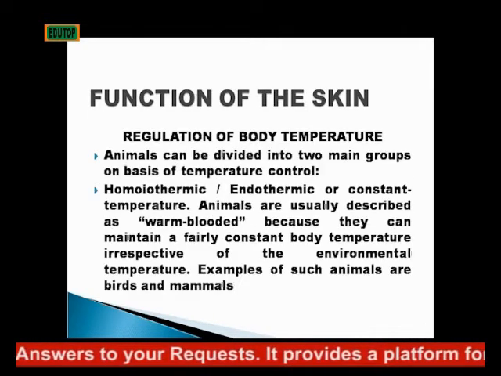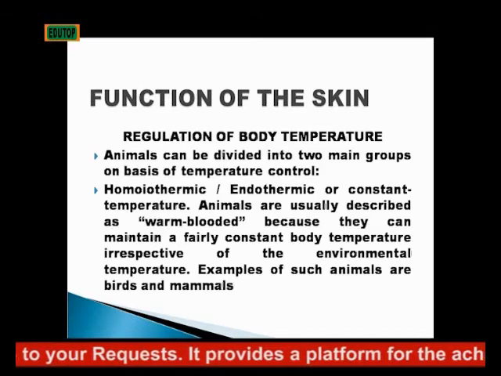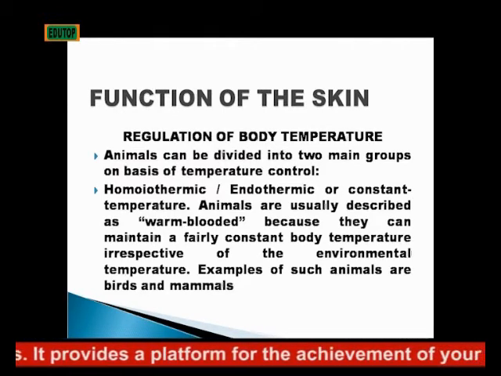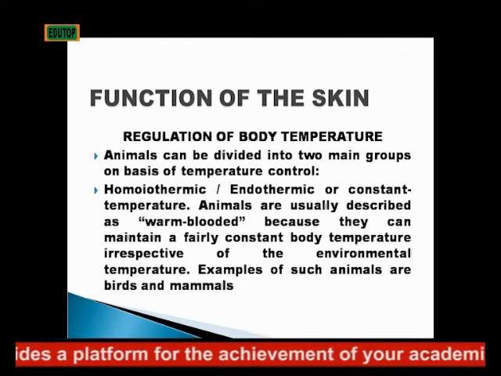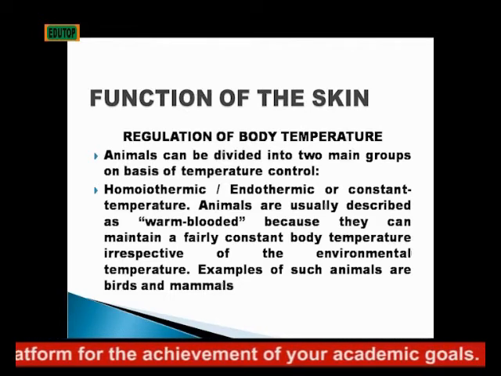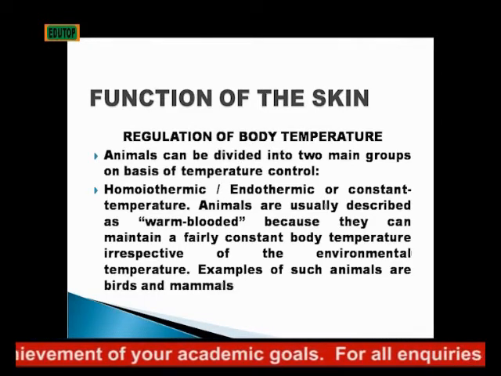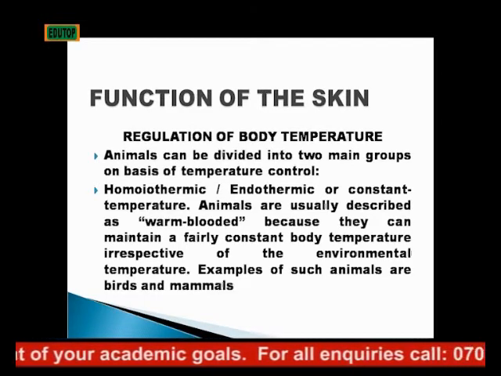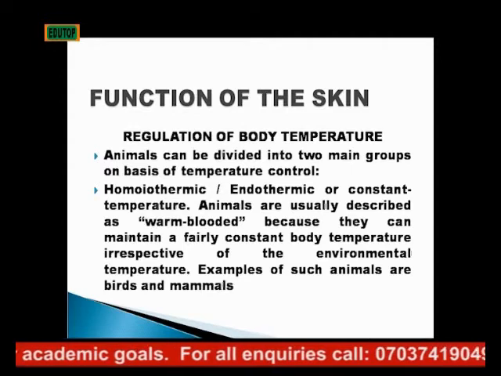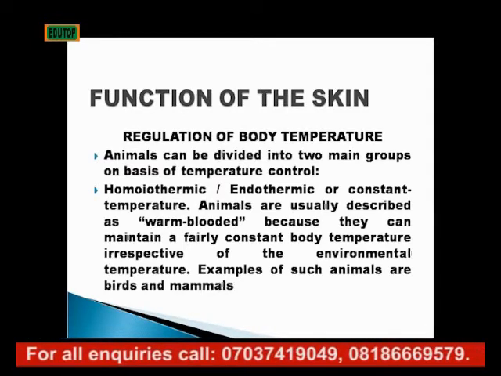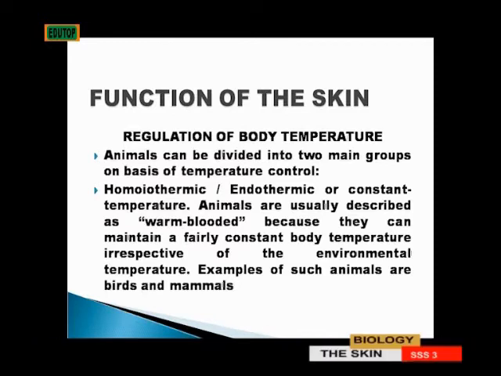Then the next function, the skin regulates the body temperature. Animals are divided into two based on temperature control. We have the homeothermic and the poikilothermic, that is the warm-blooded animals and the cold-blooded. Animals are described as warm-blooded because they can maintain a fairly constant body temperature irrespective of environmental temperature. Such animals, birds and mammals, are the major warm-blooded animals.